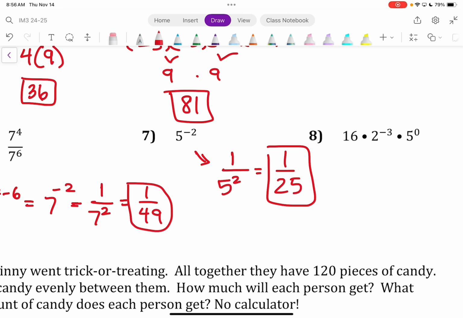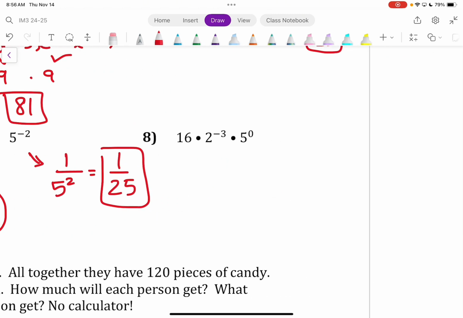Anytime you have a number with a negative exponent, if it's in the top, you bring it to the bottom. If it's in the bottom, you bring it to the top. That process of taking its reciprocal will make the exponent positive. Okay, then we have 16 times 2 to the negative third power times 5 to the 0.